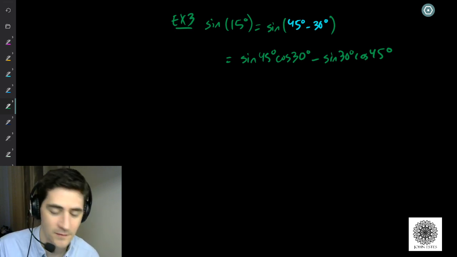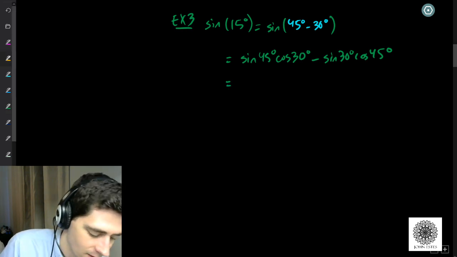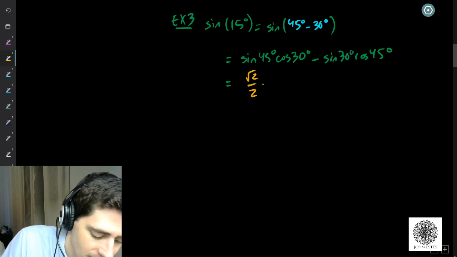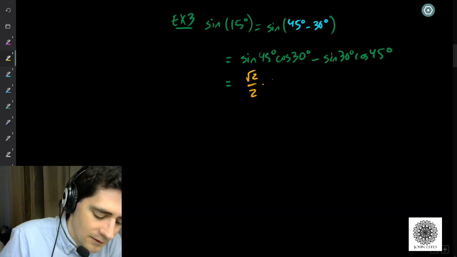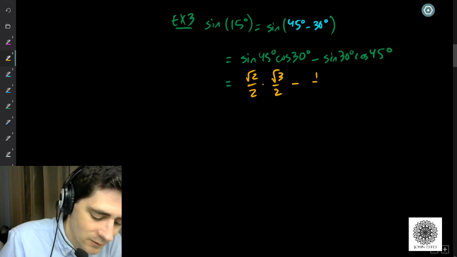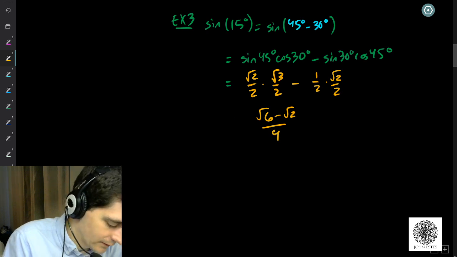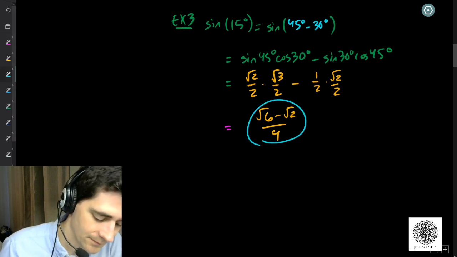And we know all these values, right? And it's going to actually be very similar to what we just did, I think. Let's see. Cosine of 45 is root 2 over 2. Yeah, this looks very familiar to me now. Cosine of 30 is root 3 over 2. Minus sine of 30 is 1/2. Cosine of 45 is root 2 over 2. And I get the square root of 6 minus root 2 all over 4. I get the same thing I had in the previous example, right?